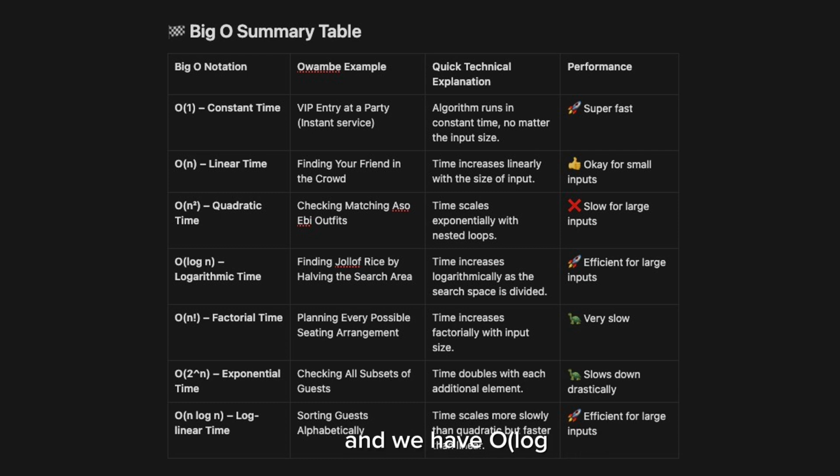And we have O of log n, finding jollof rice in an area by dividing the search area. Remember, the time increases logarithmically as the search space is divided. And it is efficient for large inputs. We have O of n factorial. That one is terrible. Planning every possible seat arrangement. It is very slow. We have O of 2 raised to power n, the exponential time, checking all subsets of guests. The time doubles with each additional element, so it slows down really drastically. And then we have O of n log n, which is the log linear time. It's efficient for large inputs as well.